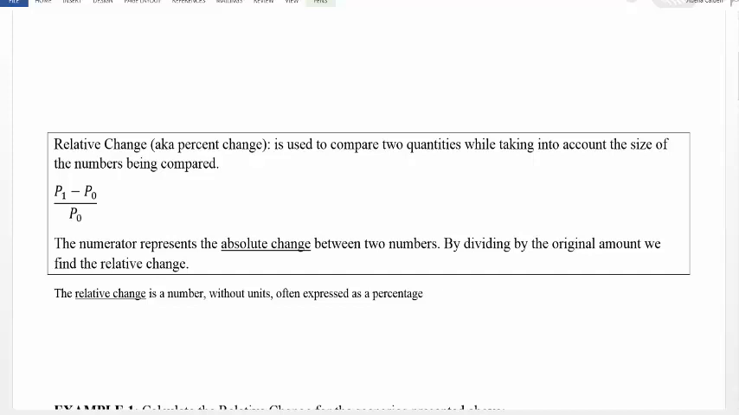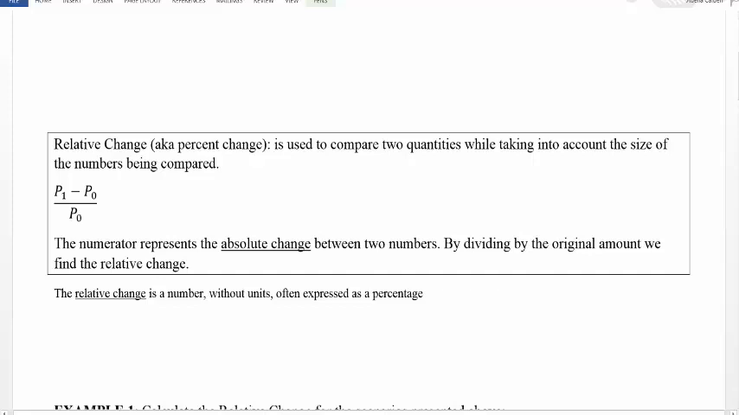So let's talk about what these different things represent. P sub 1 is the new price that you're getting, either because the price has gone up or because the price has gone down. P0, which is the same thing as P sub 0, is the original price that we're using as the basis to compare how much it's changed. Now, the top part, P sub 1 minus P sub 0, is called the absolute change. So if you're looking for the difference between two quantities, you would subtract them, and that's called the absolute change. But by dividing by the original number that we had, we're finding the relative change.